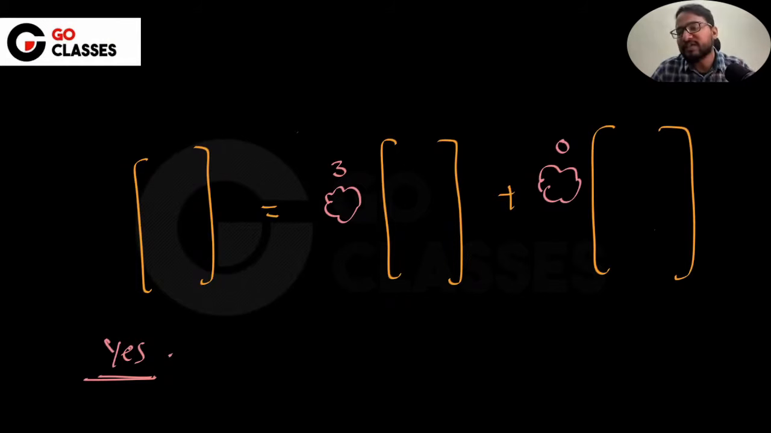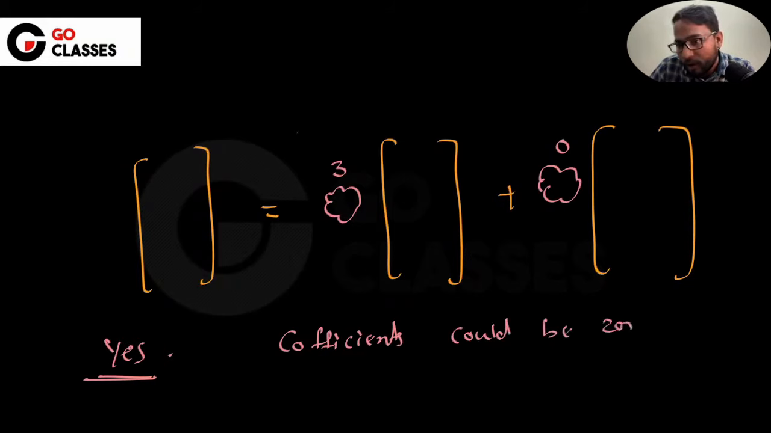The first thing I'm telling you is that you represent any of the vectors as a linear combination of other vectors. And the good thing is that the coefficient does not matter to me, which means this 3, this 0, does not matter. Coefficients could be 0, could be non-zero. Let me know if that is fine to everyone. So coefficients could be anything, right?